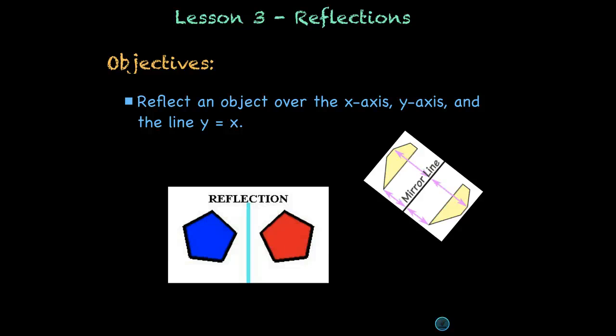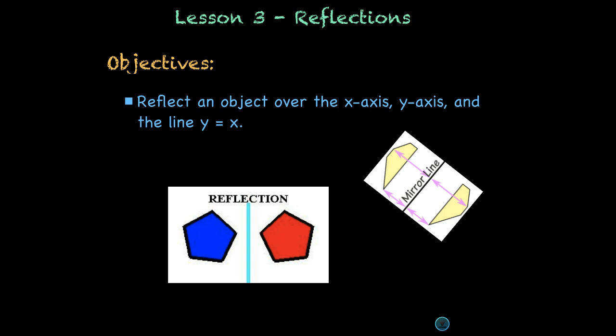Welcome to Lesson 3, Reflections. This is our second type of transformation that we'll be looking at this week. The first one you looked at was a translation. And just like a translation, when we reflect an object, we keep the same size and the same shape. But instead of sliding, the object gets flipped. But again, we keep the same size and the same shape.